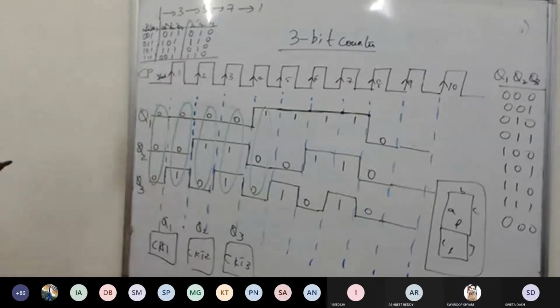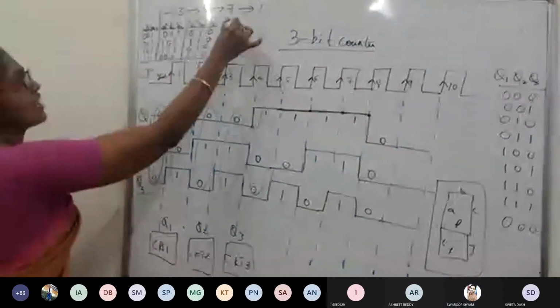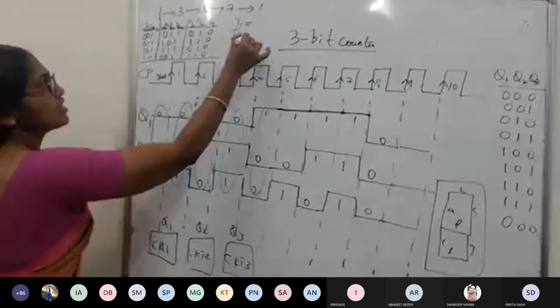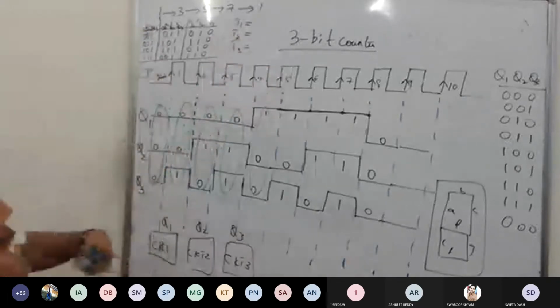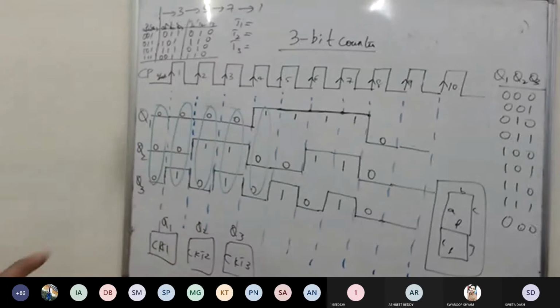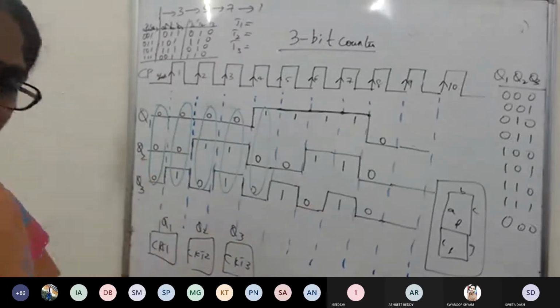Right? So I have T1, T2, T3 ready. So I have T1 state equation ready, T2 state equation ready, T3 state equation is also ready. Now I'll make a circuit and draw the timing diagram.